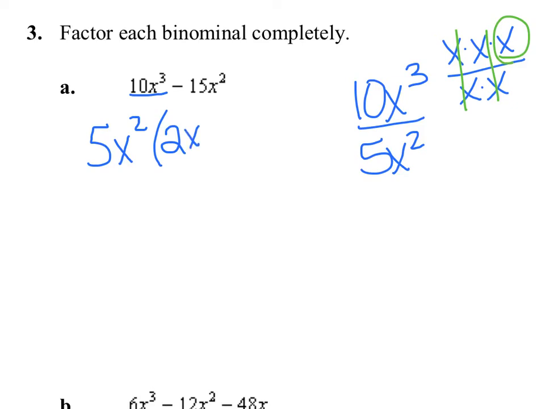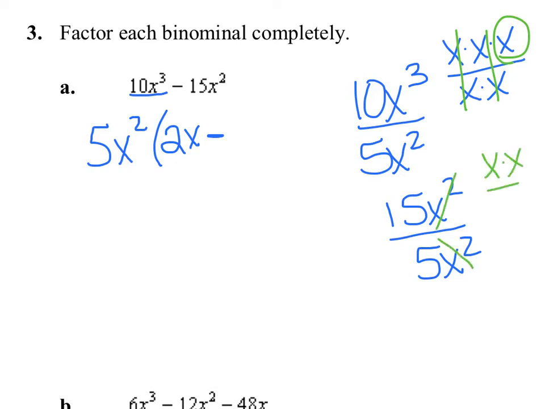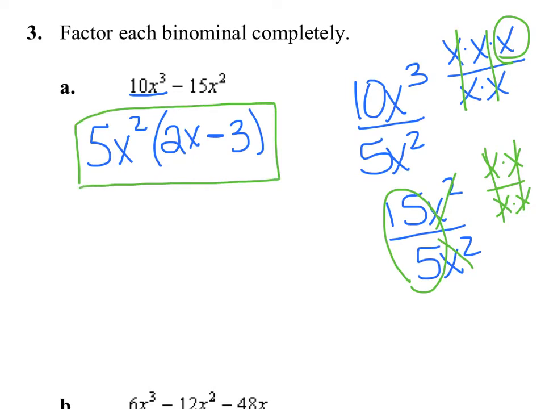All right, now our minus sign. Then the next one is 15x squared divided by 5x squared. Well, you can see right away that the x squared is going to cancel altogether because you've got x times x on the top and x times x on the bottom. Well, that cancels everything. And what you're left with is 15 divided by 5, which is a 3. So that would be our factored form of 10x cubed minus 15x squared.